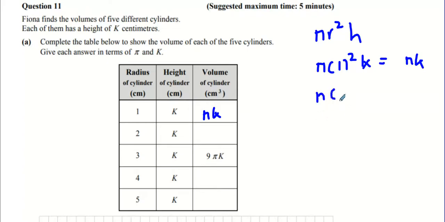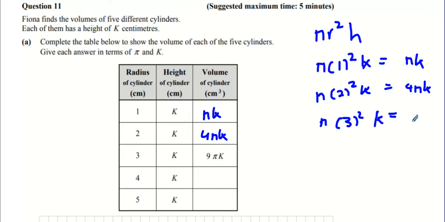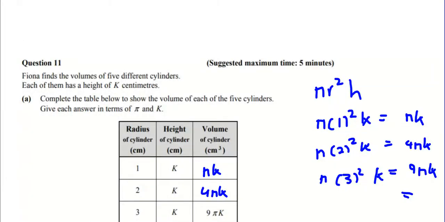The next one's pi times 2 squared times k, which is 4 pi k. The next one's done for you. It would have been pi times 3 squared k, which is 9 pi k. I think we just have to square the numbers, guys. Square the 4 and you get 16 pi k. Square the 5 and you get 25 pi k. Alright, there we go. Pretty easy start to the question.